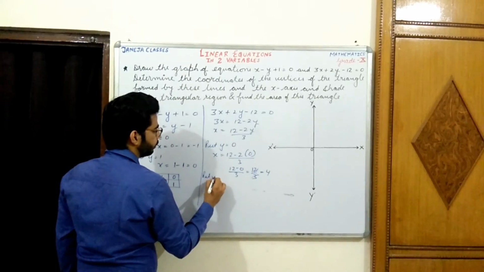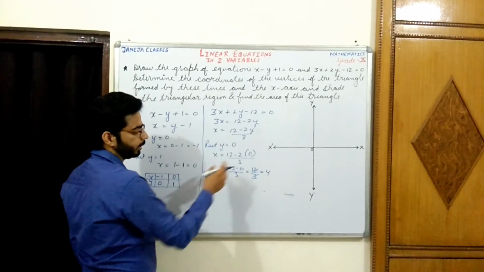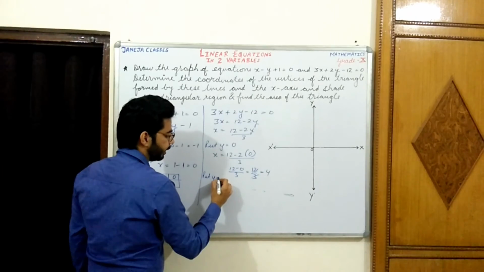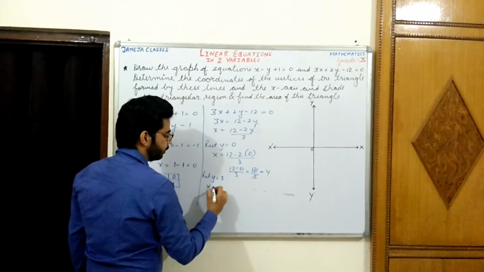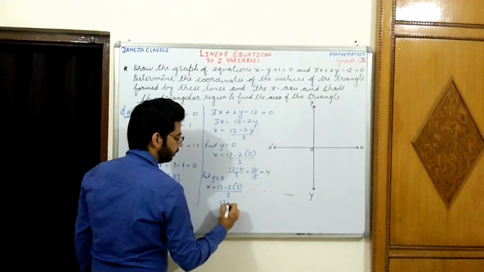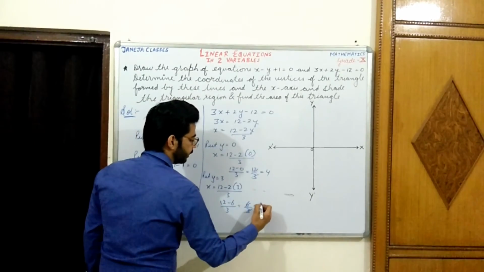Again put y equal to, we have to take that value so that it can be easily divisible by 3. So I am taking here y is equal to 3. So x will be equal to (12 minus 2 times 3) upon 3. 12 minus 6 by 3 will be equal to 6 by 3, and it is 2.